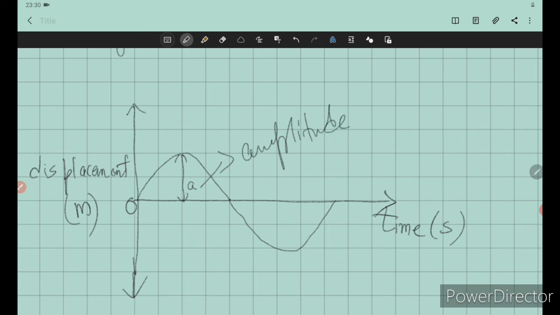And if you want to continue with the graph, we'll have this kind of graph. The distance between these two hills will be the time period, because we are measuring time along the x-axis. So I hope you have understood the graph. Okay, now let us go to the next type of graph, which is the displacement-distance graph.